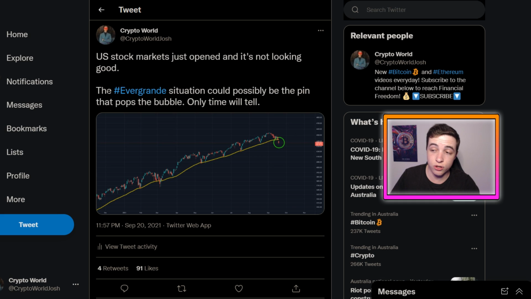For those of you that don't know, Evergrande is China's second biggest property developer, and they're potentially about to default on their debt. They have around $300 billion worth of debt, which, if that happens, will severely crash the Asian markets and likely flow over to other countries as well.